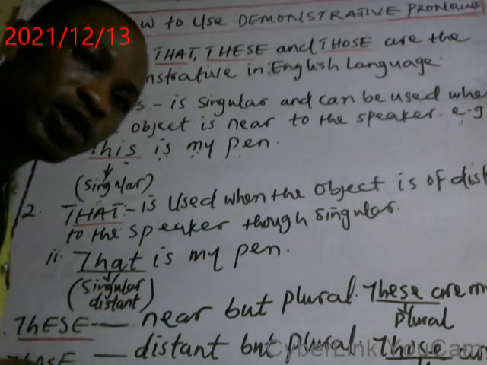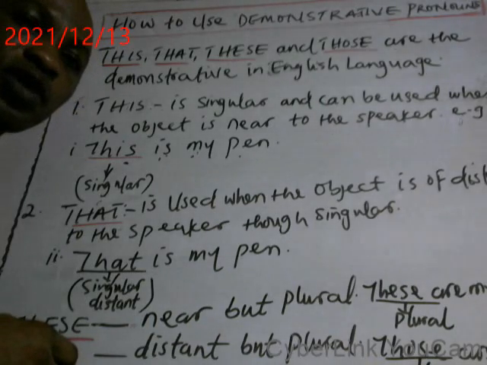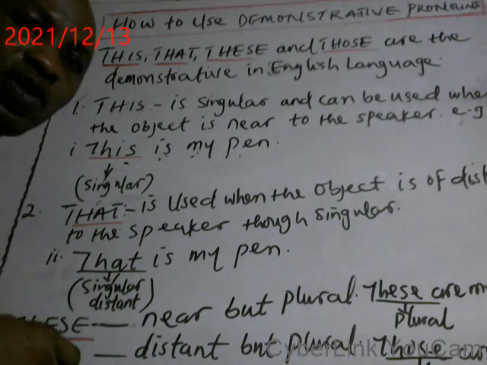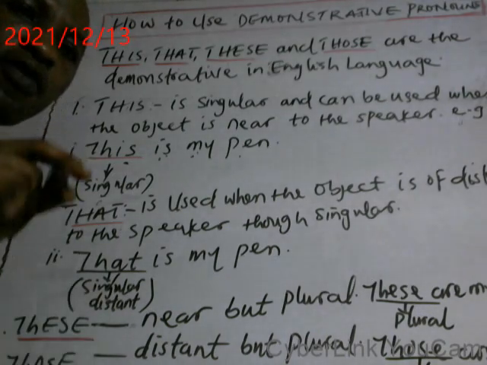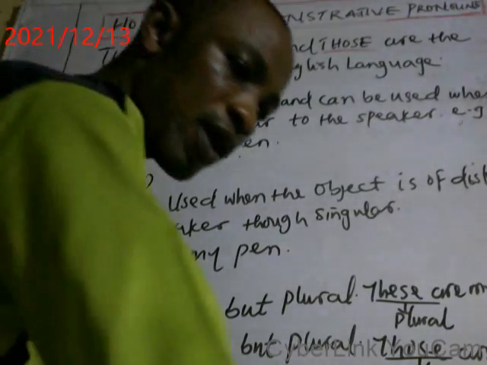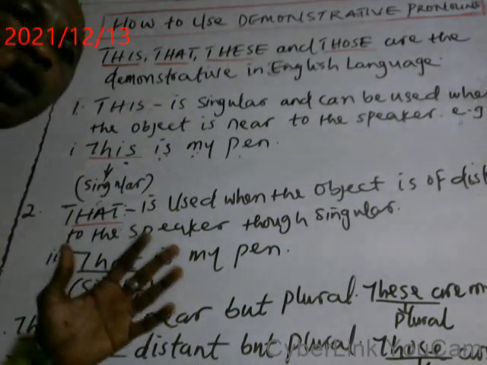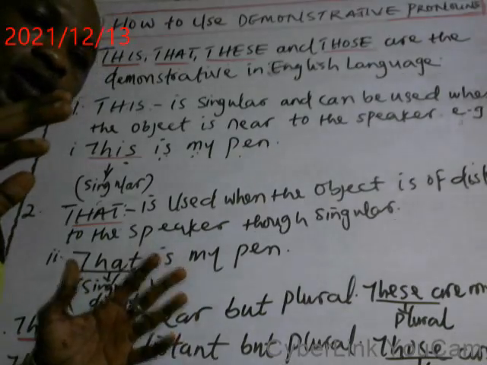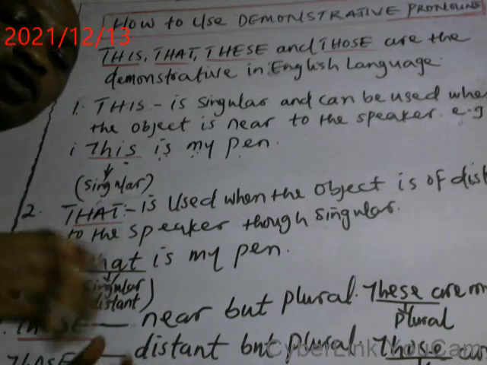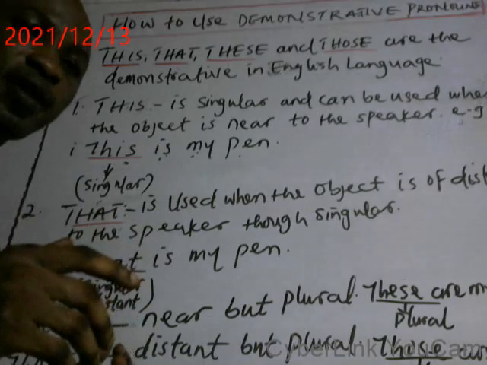That is also a singular demonstrative pronoun. How can it be used? Okay? Now, I have a marker with me, right? But let's assume that the marker is placed somewhere around here. Right now, I'm not having any marker with me. The marker is placed somewhere around here. It's of considerable distance to me. There is a sort of distance between myself and the marker.